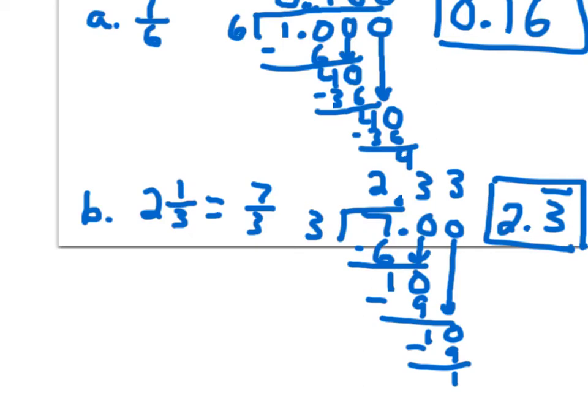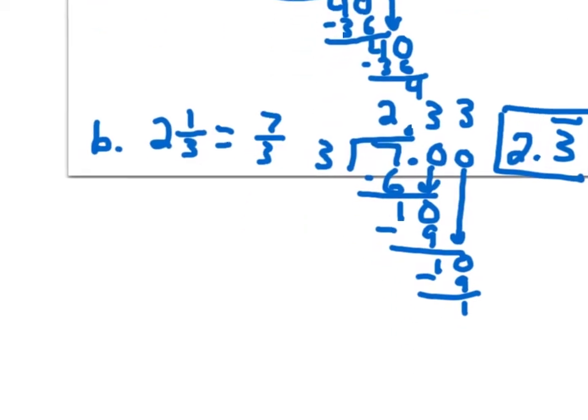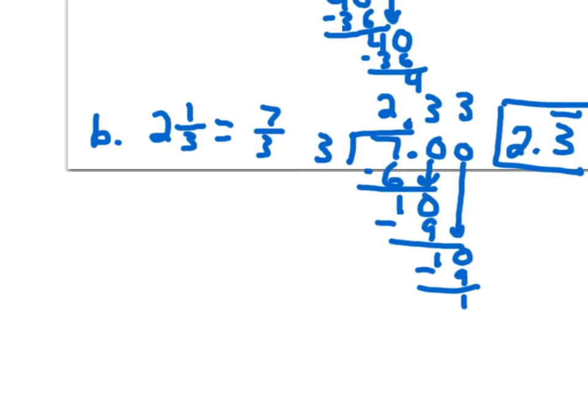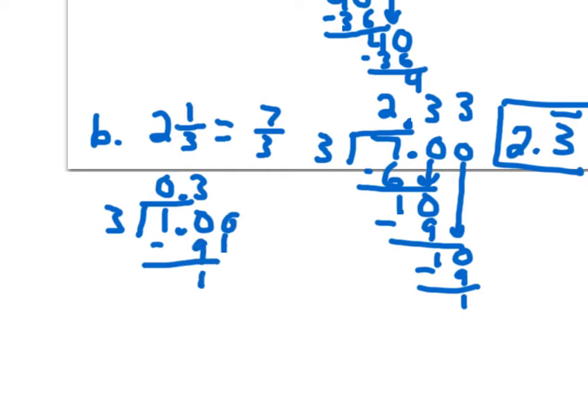Now if you wanted to, you could solve this another way. We could forget about our whole number to start with and just divide our fraction. We could do 1 divided by 3. And 3 doesn't go into 1. But 3 goes into 10 3 times, and I subtract, and I get 9. Bring down a 0, and right now again we can see it's going to repeat itself.